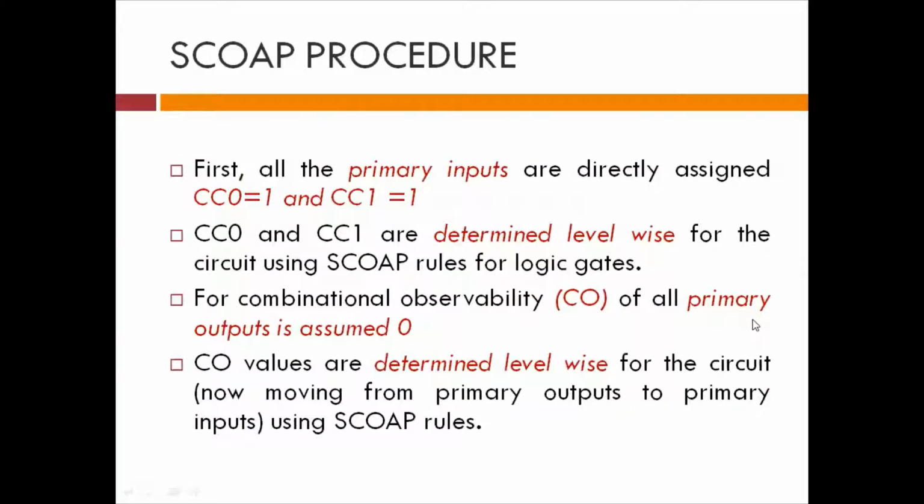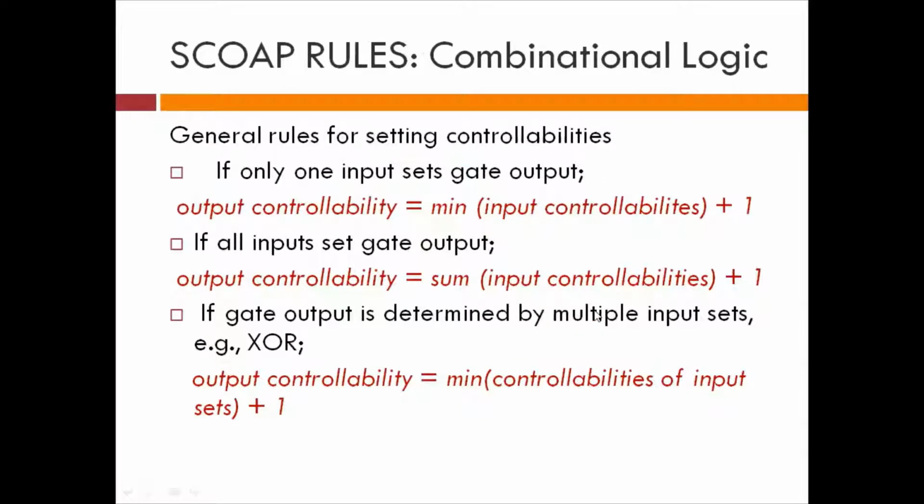So these are the rules. All the primary inputs are set to a controllability of 1, for 0 as well as 1. And next we move further. So we'll take the example. These are all the rules. We'll revisit the rules again. You can read these rules, but when we work through an example, then we will understand the rules.